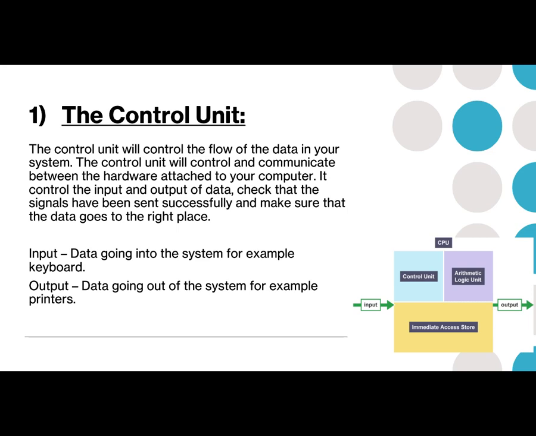Input, data going into the system, for example a keyboard. So when you type on a keyboard, the data goes into your PC. Output, data going out of a system, for example printers. So when you're trying to print something out, it will produce a physical copy of your document.